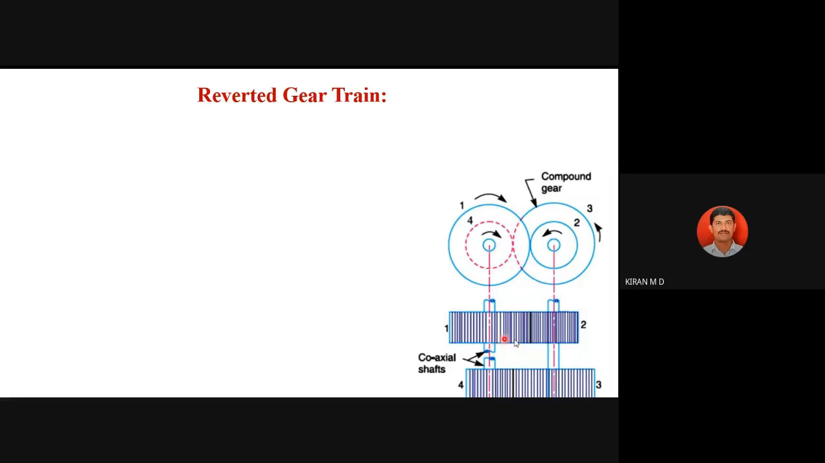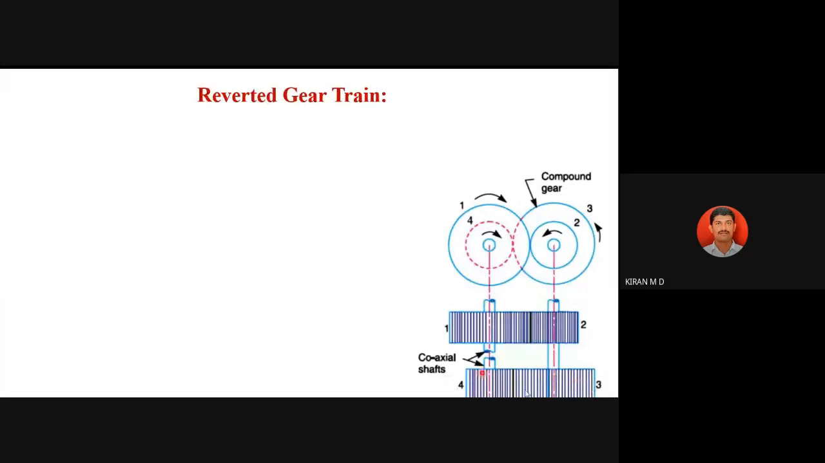A reverted gear train is one of the forms of compound gear train, but the axis of the driving shaft and driven shaft are collinear or coaxial. Is it clear about the concept? Then after that I will explain the next thing. Okay. So now, when it is like this, the speed ratio is similar to the compound gear train, right? N1 by N2 is equal to T2 by T1. Again, N3 by N4 is equal to T4 by T3.